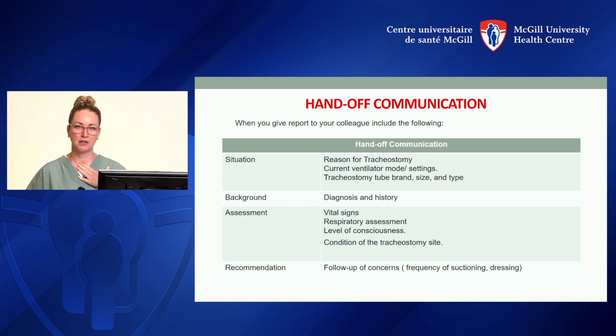Also, the condition of the tracheostomy site. So how is the tracheostoma? Is the skin intact? Is there any pressure injury around the site? What does it look like? And finally, your recommendations: your follow-up, any concerns, the frequency of suction that needs to happen, any dressing changes. And finally, the patient's weaning protocol or tolerance of weaning, if the patient is weaning from a mechanical ventilator.